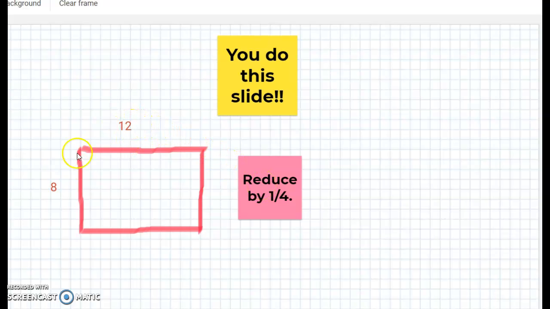So you have 12 and you have 8. So you have to see how many times 4 goes into each of those numbers. So 4 goes into 8 by 2 or by half, and 12 by 3. And then you're going to reduce that shape.